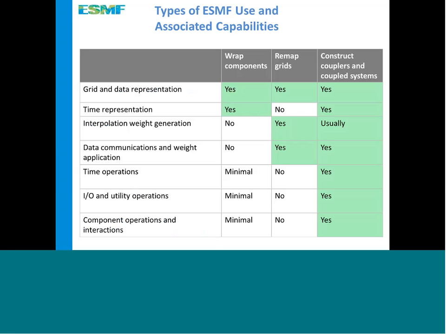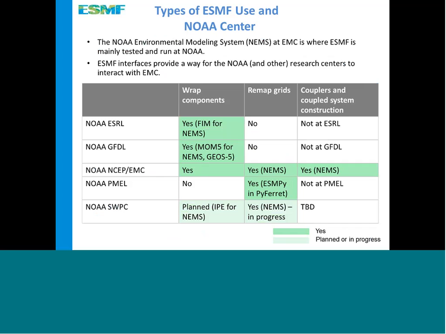So this chart is just another quick way of looking at that. As you can see over on the right, you're pretty much using everything. If you're constructing a coupled system for remapping grids, you're using part of it, and for wrapping components, you're really not using much of it.